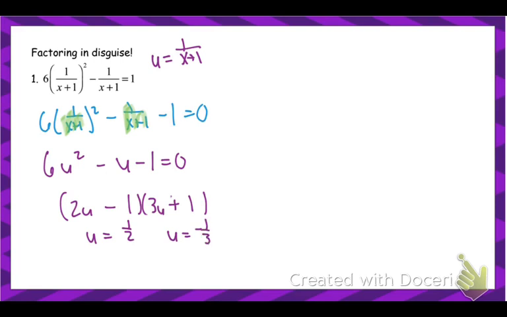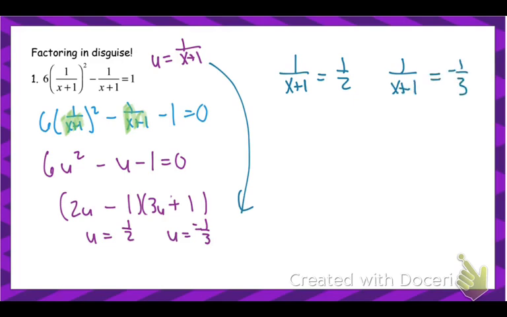Now again, keep in mind, we're not solving for u, we're solving for x. So at this point, I need to go back, take what u was, and plug it back in. So 1 over x plus 1 is equal to 1/2, and 1 over x plus 1 is equal to -1/3. So then I can just solve what's a pretty easy equation now. Over here, I'm going to get -x minus 1 equals 3. So I'm going to get that x is equal to -4.